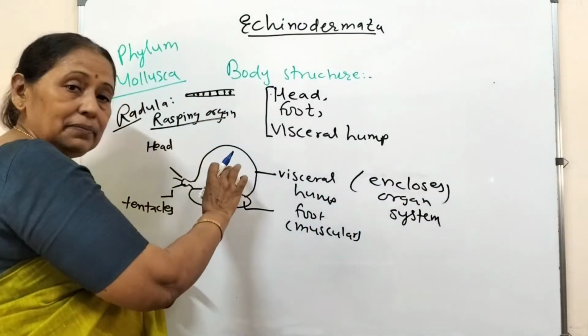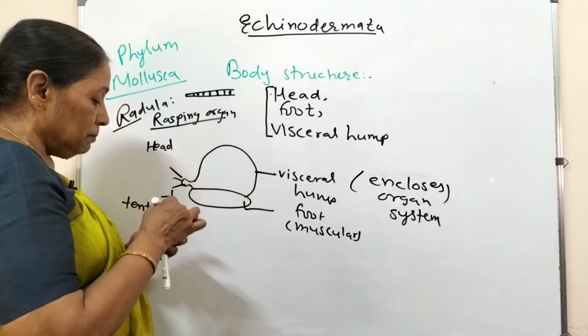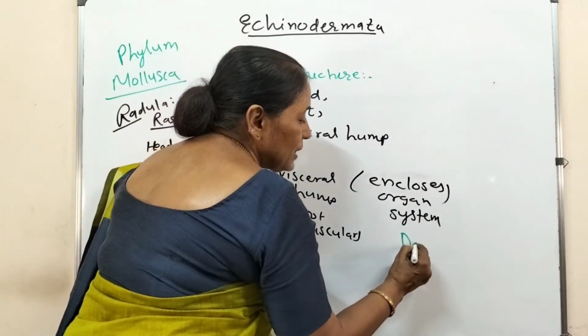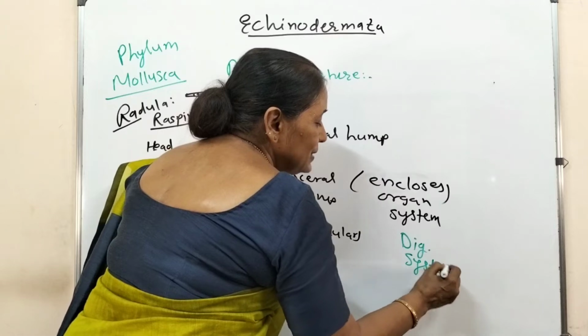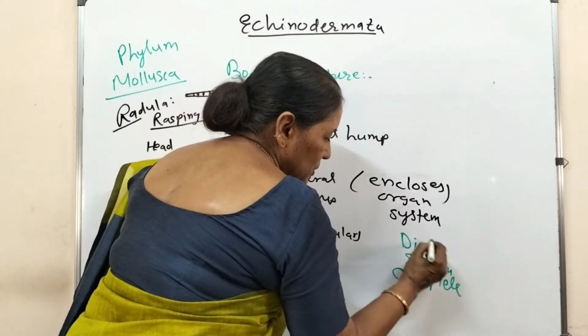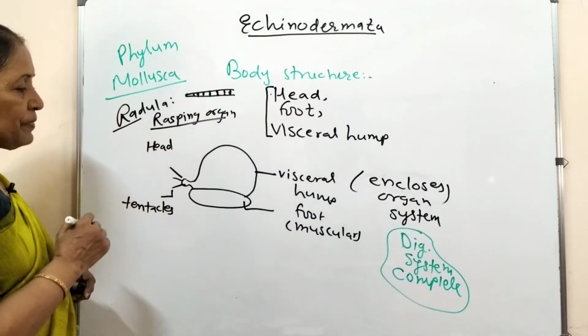And the digestive system is also inside it. The digestive system is complete. Complete means that it has an anus as well as a mouth, two openings: one for ingestion, one for egestion.